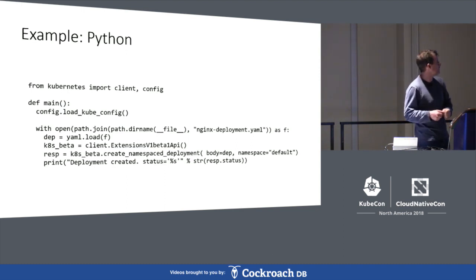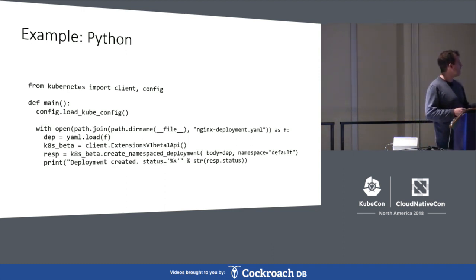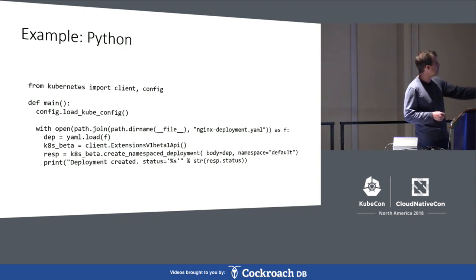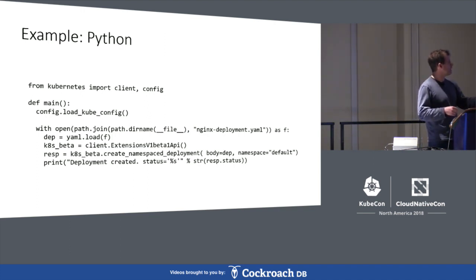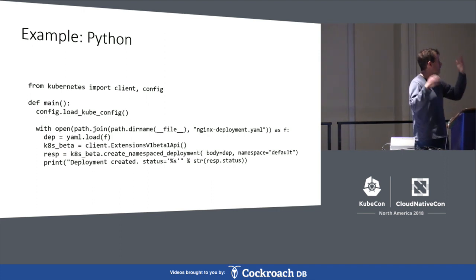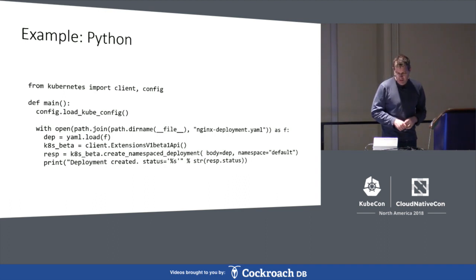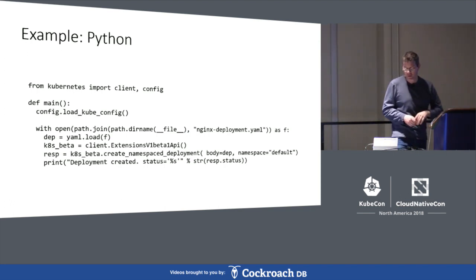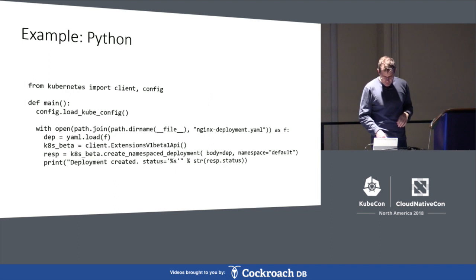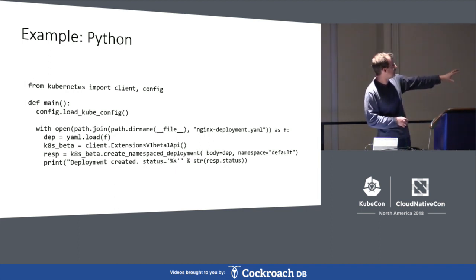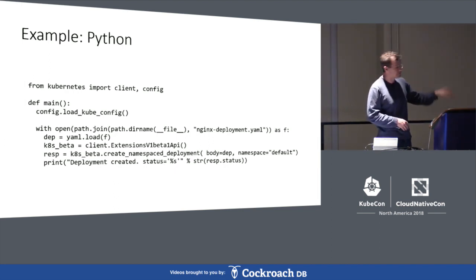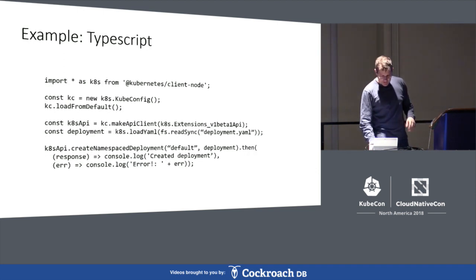Once I have that client for the extensions v1 beta 1 API, I can make a call to create namespace deployment, give that body that I loaded in from YAML, give the namespace. And then once that all works, I can print out, yay, I've created a deployment. And I think that this shows you that the libraries look largely just like Python code that you might otherwise write. With a few weirdnesses, like the camel casing of the extensions v1 beta API and things like that. And that's one of the challenges we'll talk about in a little bit.